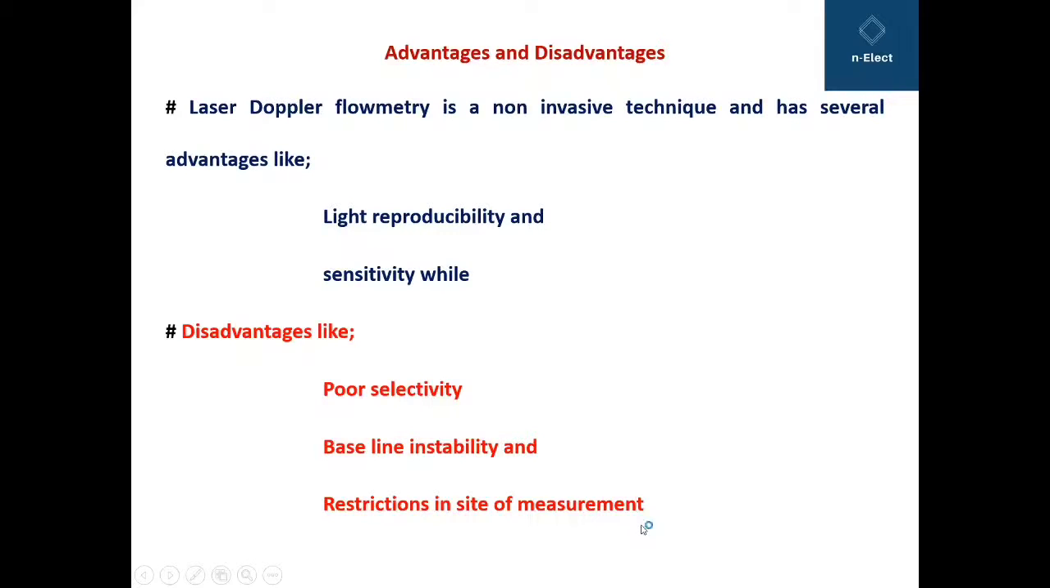I hope the idea about the laser Doppler blood flow meter, its principle of working, construction, block diagram, along with the advantages and disadvantages is clear to you.